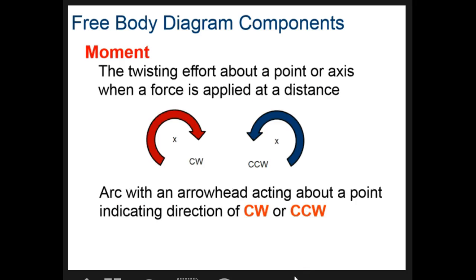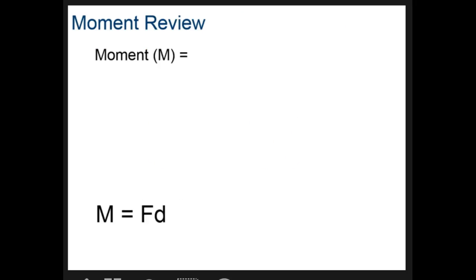Something else we're going to talk about just briefly here is a moment that we're going to see come up later. Moments have to do with twisting things because not everything goes straight. Write down that a moment, this is clockwise, and CW stands for clockwise, and counterclockwise CCW. So this is like a force, except this is going in a circular pattern instead of a straight line. We did talk about moments before when we talked about torque. Moment is force times distance.